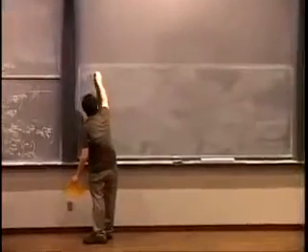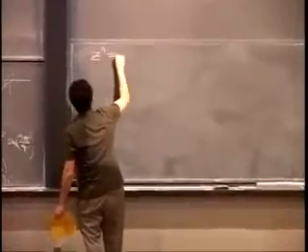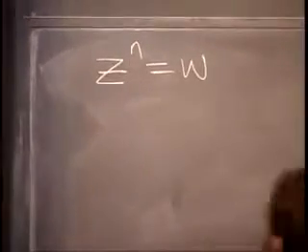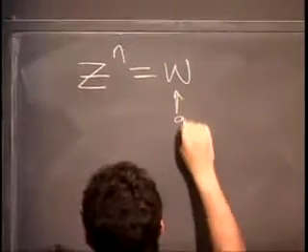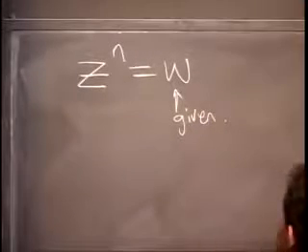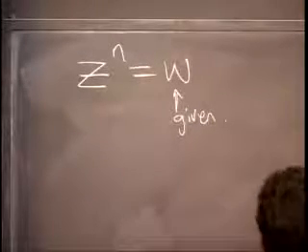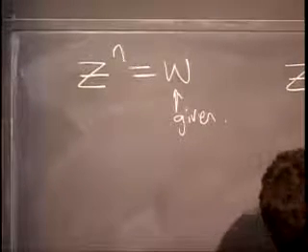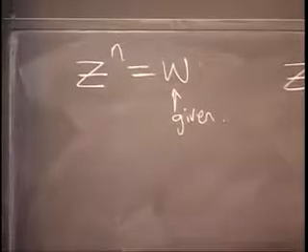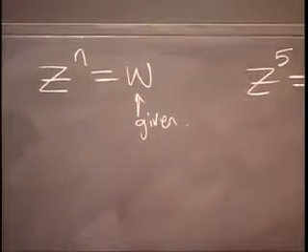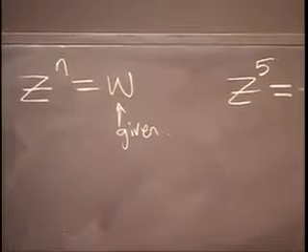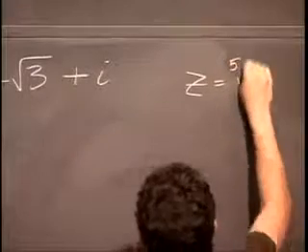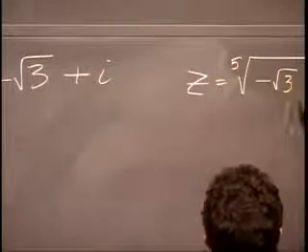Solving equations that look like this. Solve z to the n equals w, where n is a certain integer and w is given. For example, suppose I want to solve something like z to the 5th equals negative root 3 plus i. So what are the solutions to that equation? Well, we could write z is the fifth root of negative root 3 plus i.